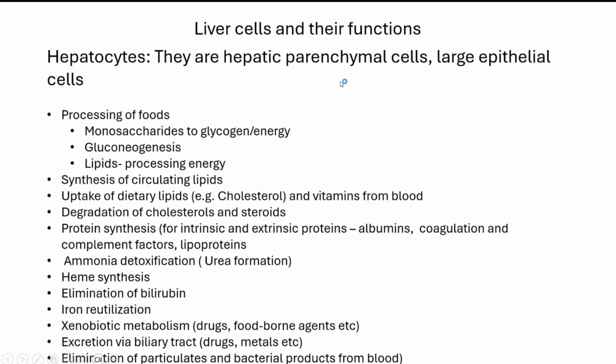Hepatocytes are the hepatic parenchymal cells. They are large epithelial cells. They process food. Monosaccharides are synthesized to glycogen. Gluconeogenesis happens here. Lipids are processed for energy. Then synthesis of circulating lipids, then uptake of dietary lipids, cholesterol, and vitamins from blood, and degradation of cholesterol and steroids.